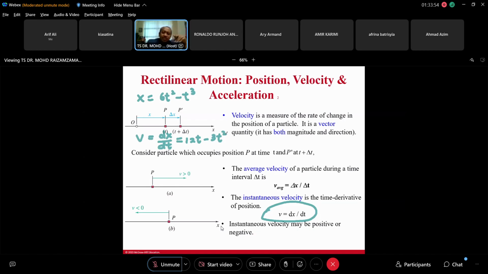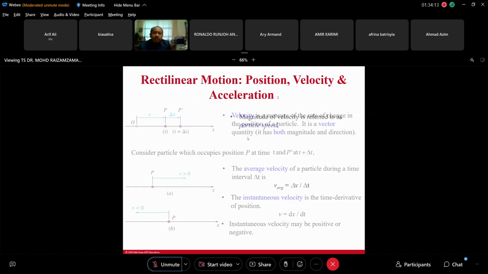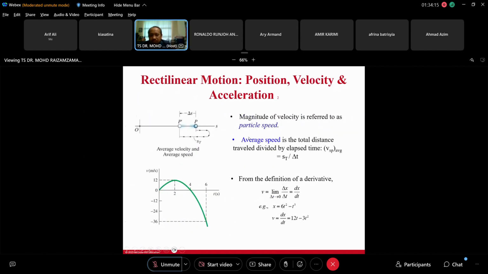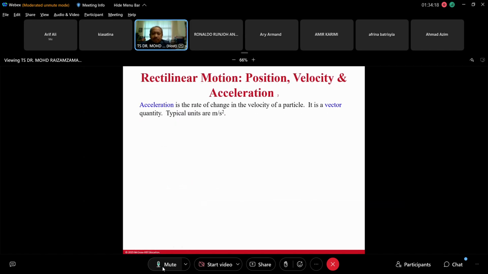x equals 6t squared minus t to the power of 3. So the velocity, of course, equals 12t minus 3t squared. All right, clear, class, on how to get the velocity? Differentiate the position. And class, what is the unit of velocity? Meter per second.